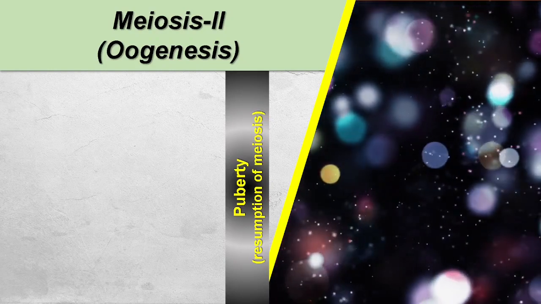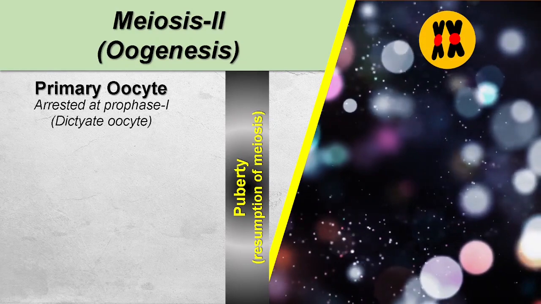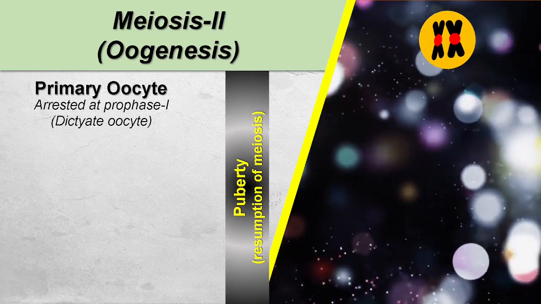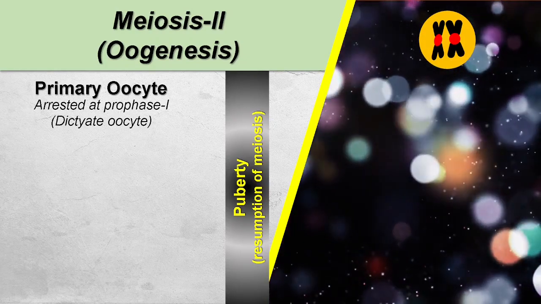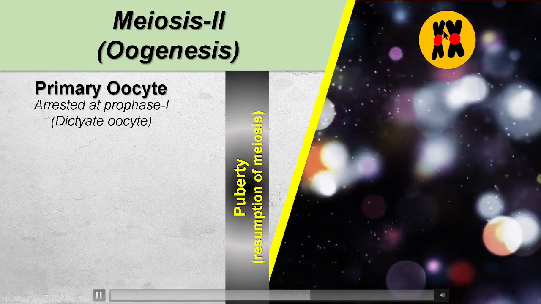To begin with meiosis 2, first the primary oocyte has to complete its first meiosis division. In the first meiosis division we have seen the chromosome number, it becomes a double structure.